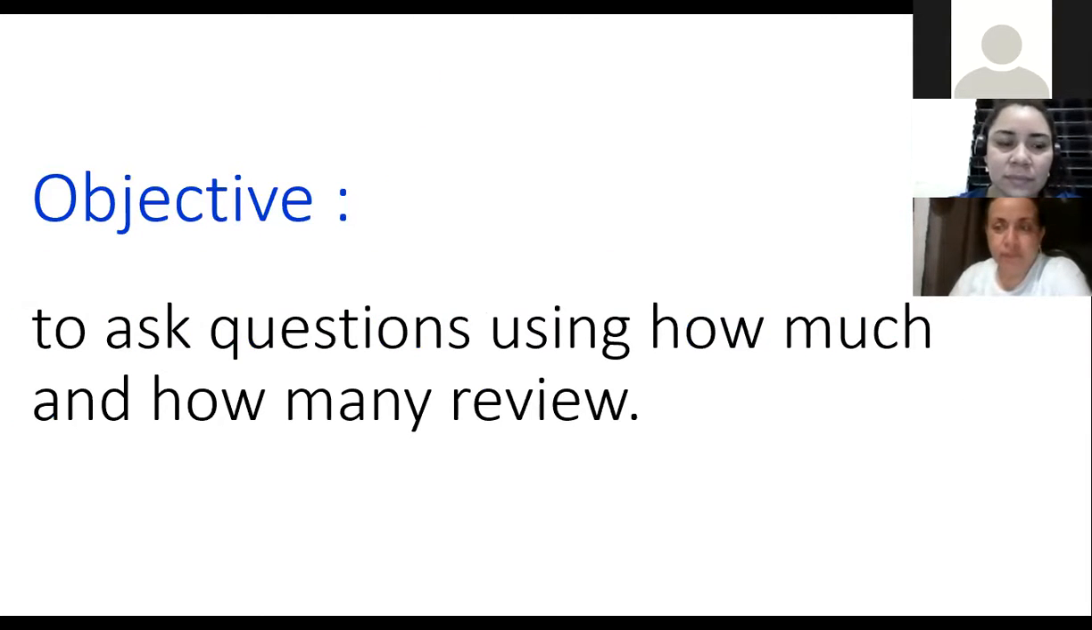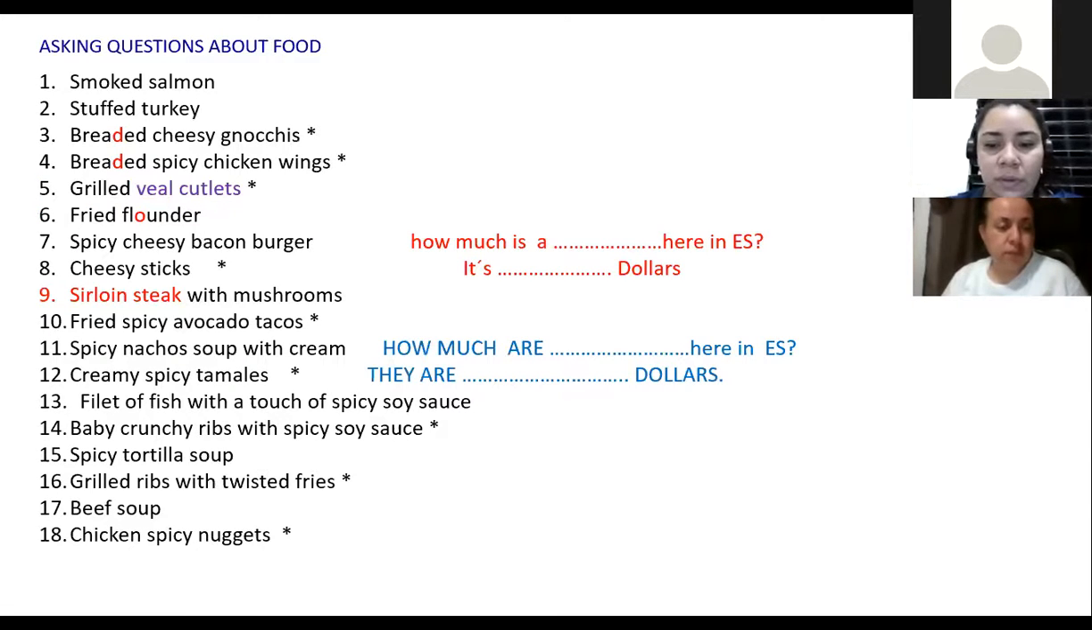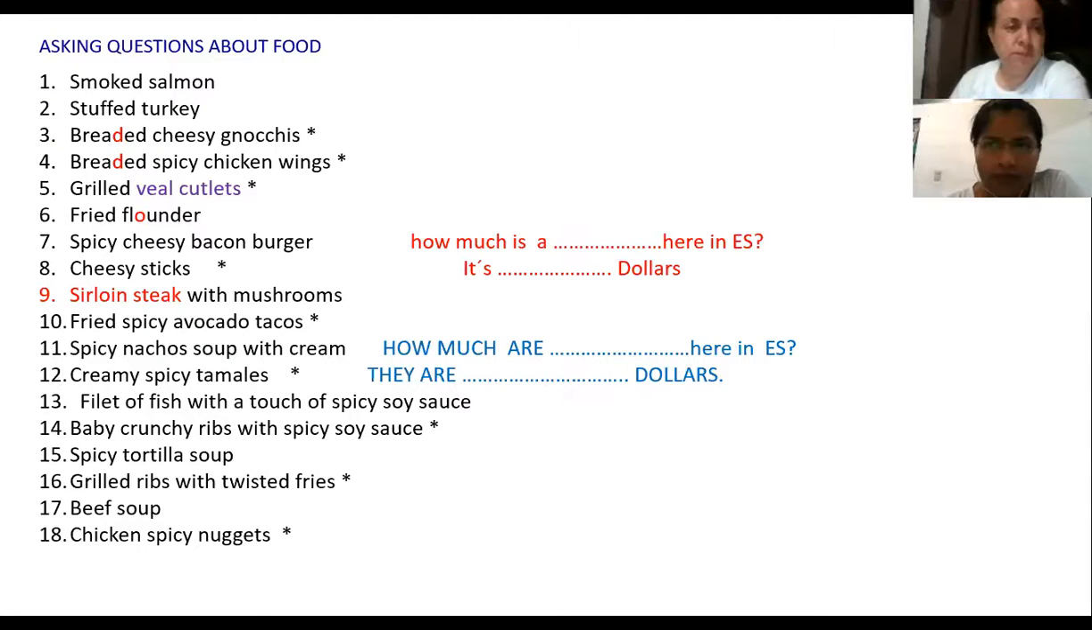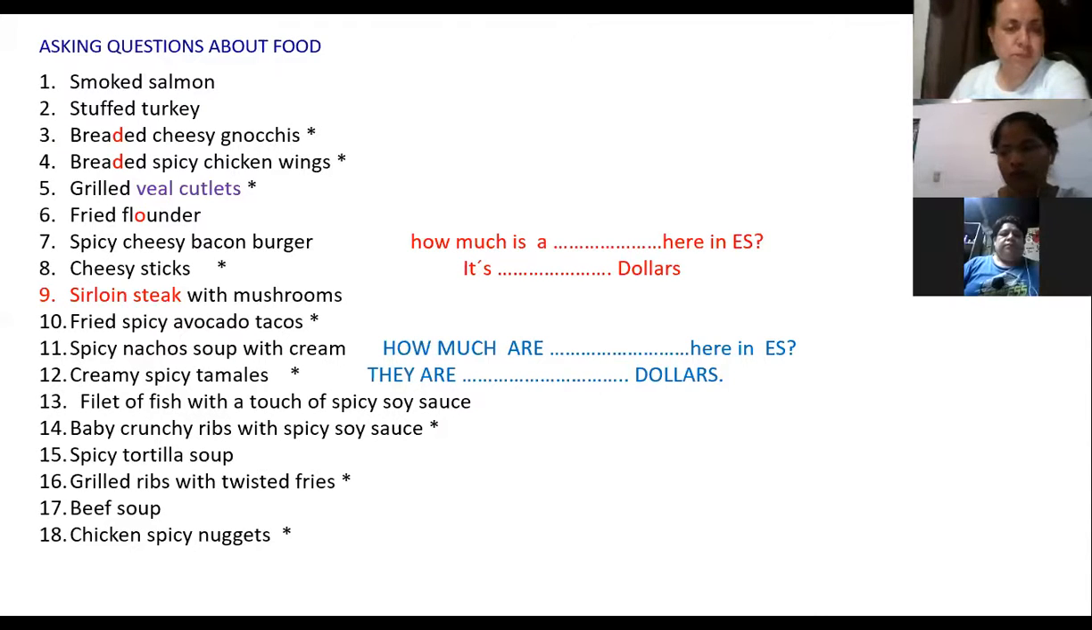The objective is this. Claudia, Xiomara, read the objective, please. To ask questions using how much and how many review. Okay. Significa repaso, review. Here we go. Number one, activity number one, using how much, okay? So yesterday we started out using these food expressions, and today we're gonna continue. Yesterday we saw the first 9. We're going to continue with the other 9, okay, from 10 to 18. That's what we're going to do.